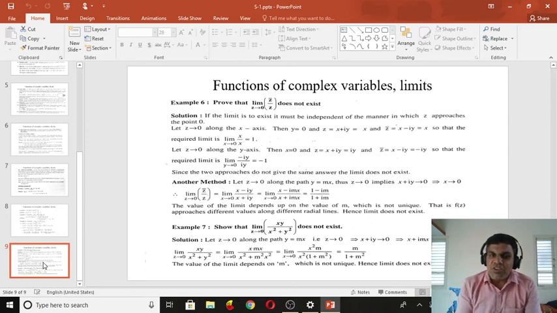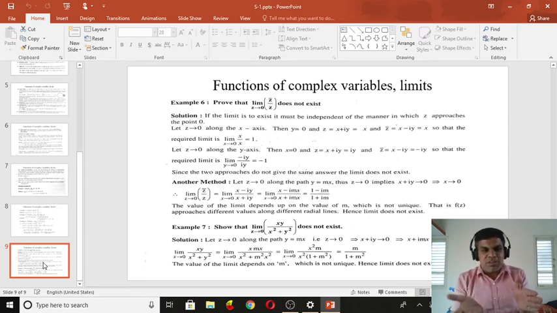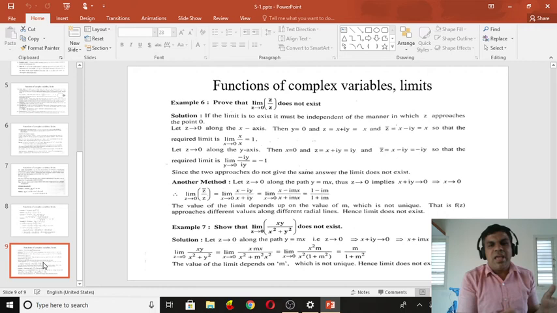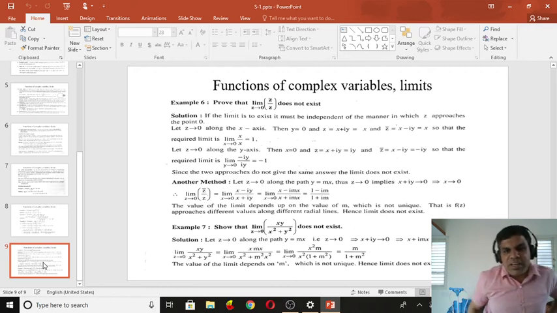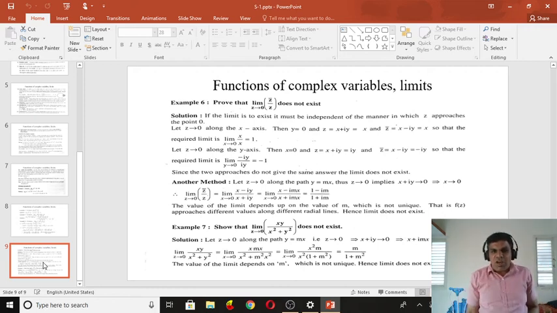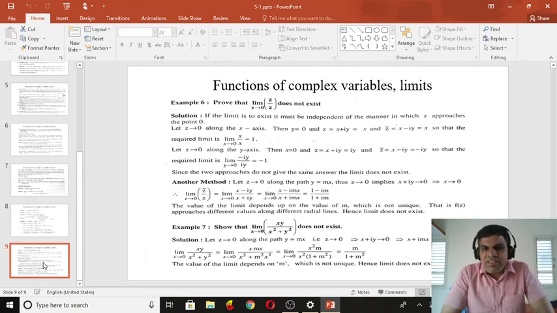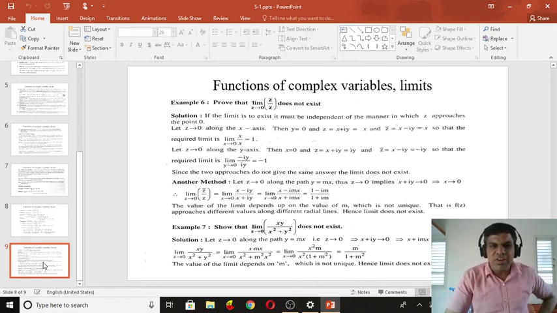So we are expressing this complex number first along the real axis, then we go to the imaginary. If z tends to 0 along the y-axis, then x is 0, so z is iy, purely imaginary. Then z bar is x minus iy, which equals minus iy. So the required limit is minus iy divided by iy, so we get minus 1.